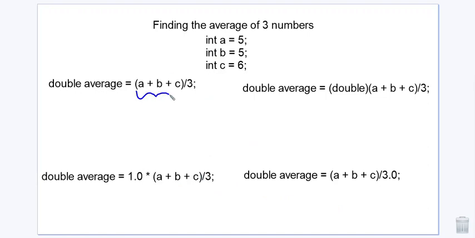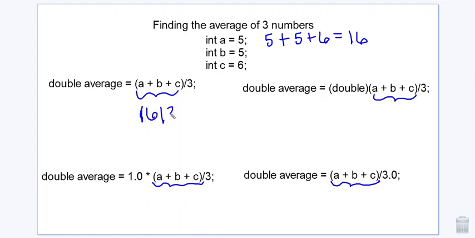Now, just for simplicity, notice all of these are adding A, B, and C. So I don't have to be redundant, let's go ahead and add A, B, and C's values. All right, so we get 16. So here I'm doing 16 divided by 3. Now notice this is an integer and this is an integer, which means I can only get an integer. So 16 divided by 3 is just going to be 5.